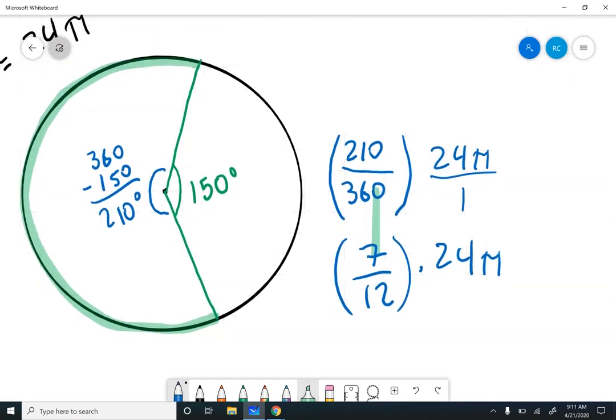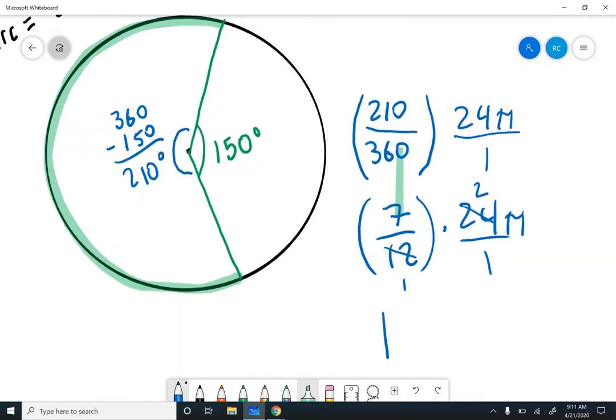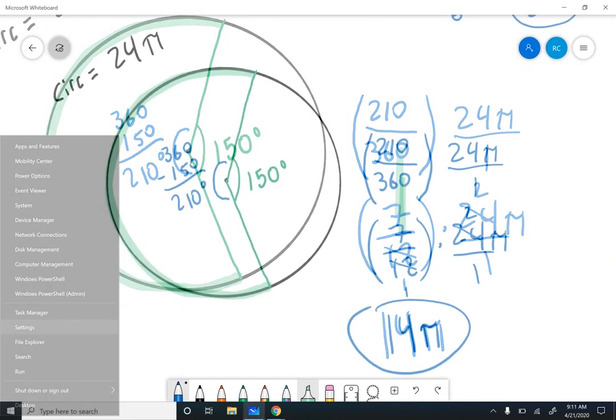Let's see, we're still over 1. Oh, hey, look, these are both divisible by 12. So I get a 1 on the bottom and a 2 on the top. The answer is 14 pi.